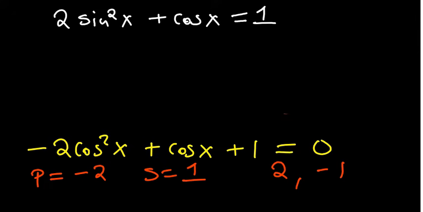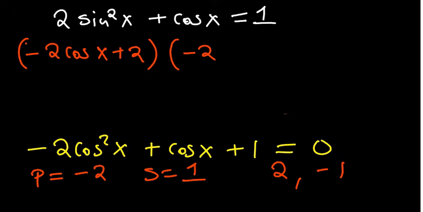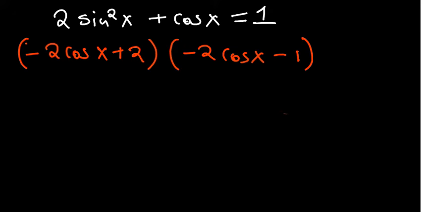So what are the factors? So we have (-2 cos x + 2), and then the other part, (-2 cos x - 1). The other way of handling that is to substitute on the middle: you have 2 cos x and then minus cos x, so it's still 1 in the same way. So of course this is equal to 0.